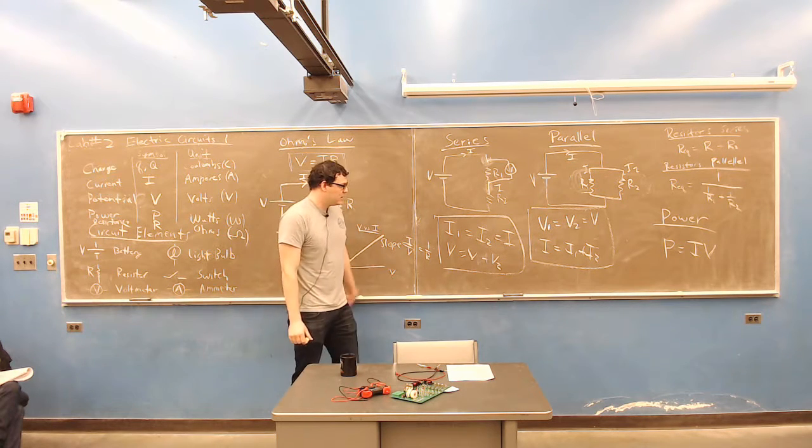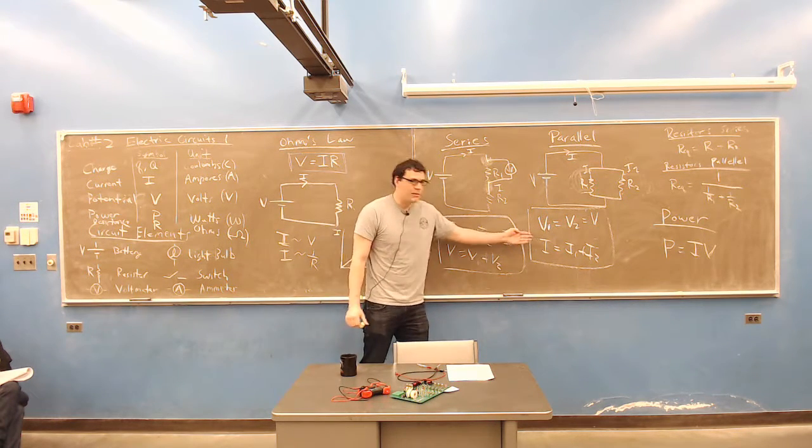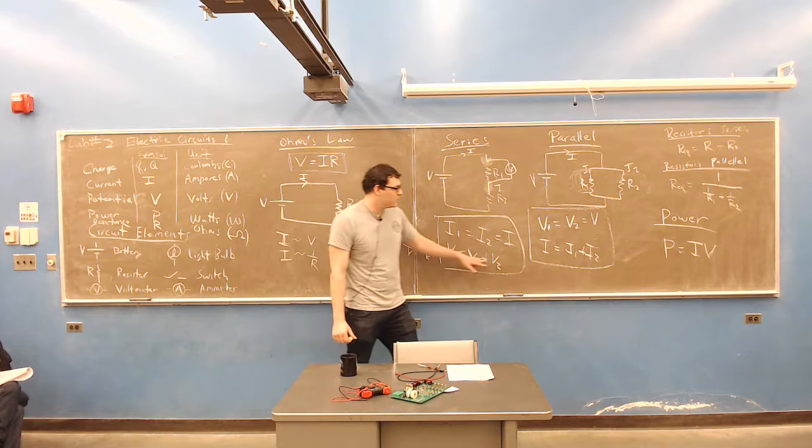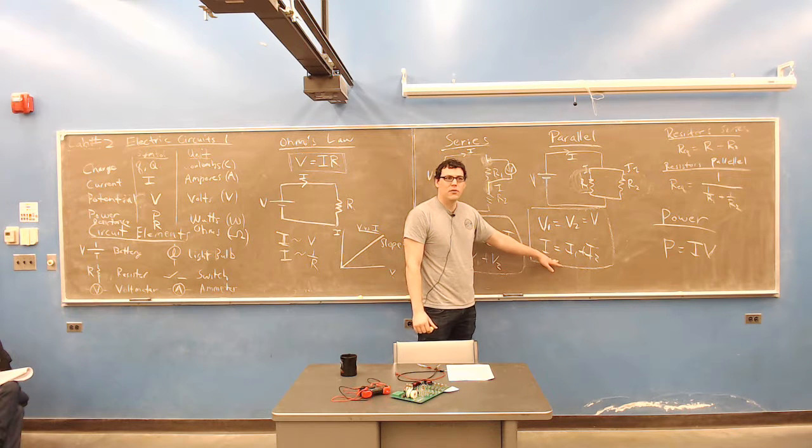All right, so they're similar but opposite, right? So this one was the sum of the voltages equals the voltage of the battery. This one's the sum of the currents equals the total current. Any questions?